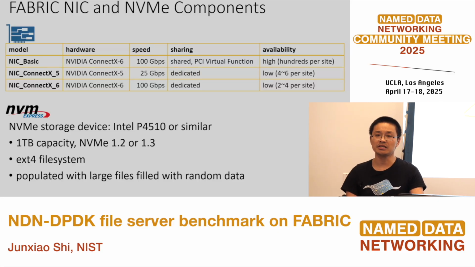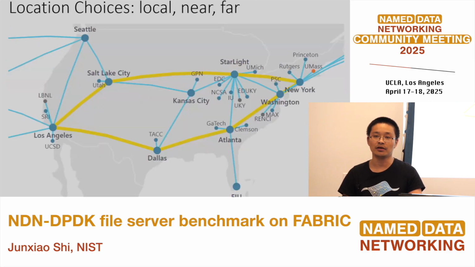A major strength of the FABRIC testbed is that there are 33 locations, so we get to pick where we want to deploy the experiment, and we can pick different locations for each of the forwarder and the traffic generators. In this experiment, we did 3 different choices. We can pick local, which means we put the 2 traffic generators and the file server in the same location. They will still go through the SmartNIC and the Ethernet switch, but they don't leave the rack.